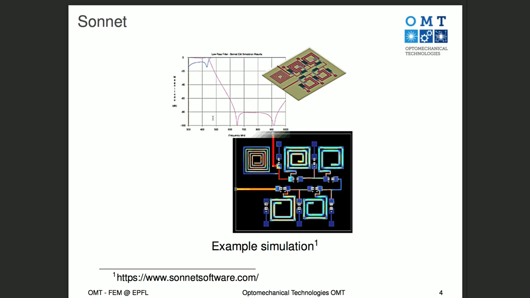So I've just taken an example picture from their website. Sonnet is a program that's used to simulate circuits, some kind of planar geometry on some substrate where you send in current and wonder what will happen. So what is it useful for? Here we see some complicated design, which I don't really understand, to create a low pass filter that transmits at a lower frequency and cuts off. Any kind of different microwave filters, antennas, you can try to simulate with Sonnet.